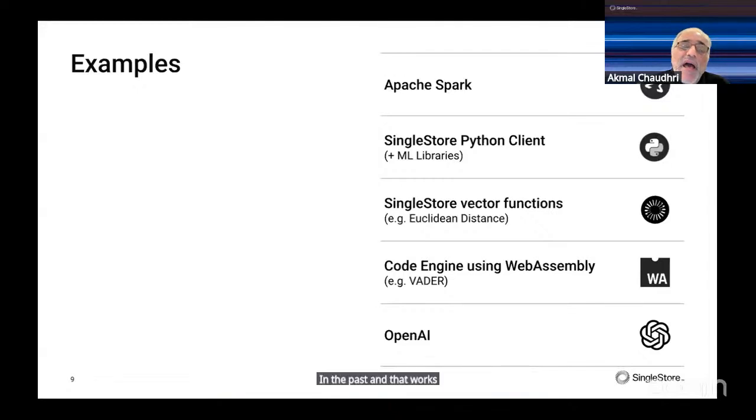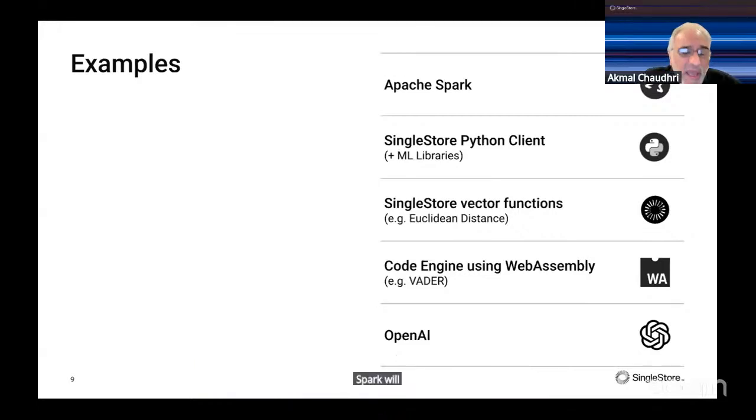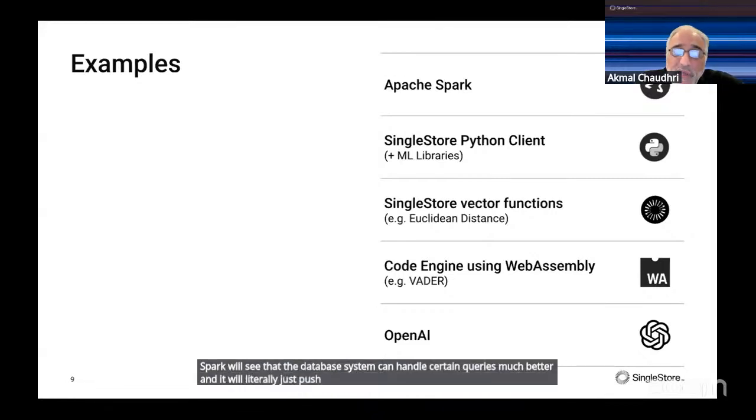Equally, if you have a Spark environment, we do have a Spark connector as well. There are customers that use that combination, and you can get data in and out very easily, as well as using some of the nice features in terms of push down, for example, where Spark will see that the database system can handle certain queries much better, and it will literally just push those down to the database system to run instead.